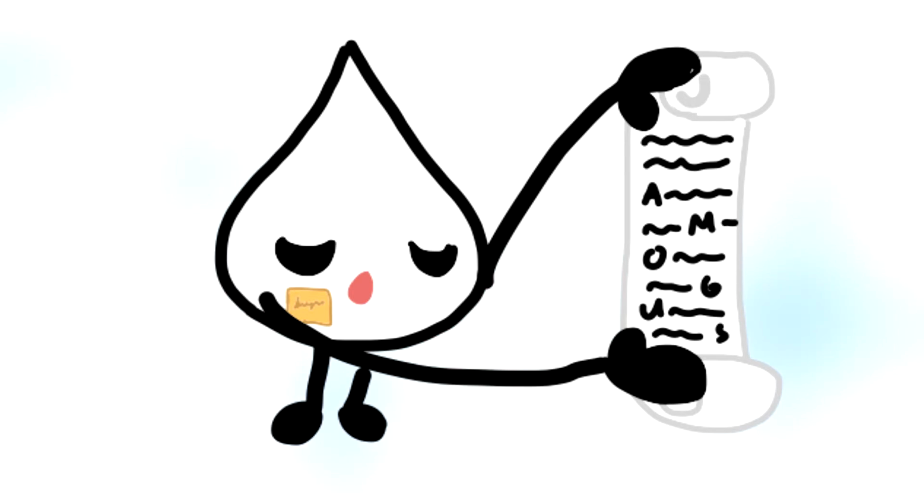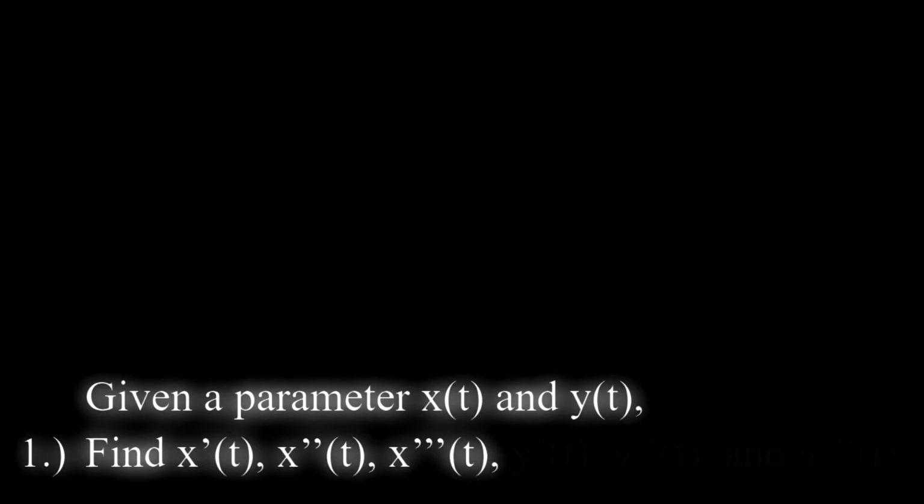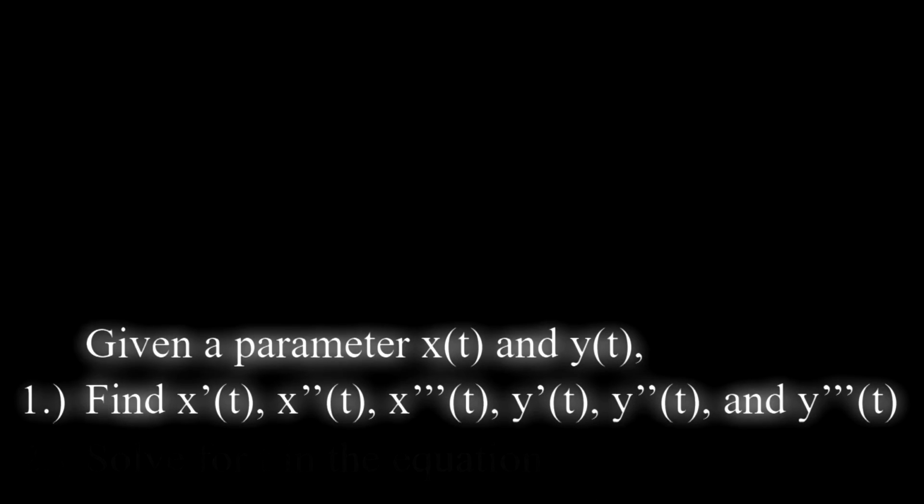Let us now recap the entire process of locating the parametric pseudo-focus by establishing a new series of steps that directly lead us to the PF's coordinates. Given a parameter x(t) and y(t), step 1: find x prime t, x double prime t, x triple prime t, and y prime t, y double prime t, and y triple prime t.